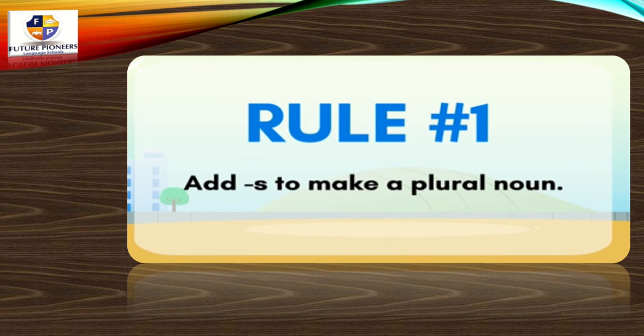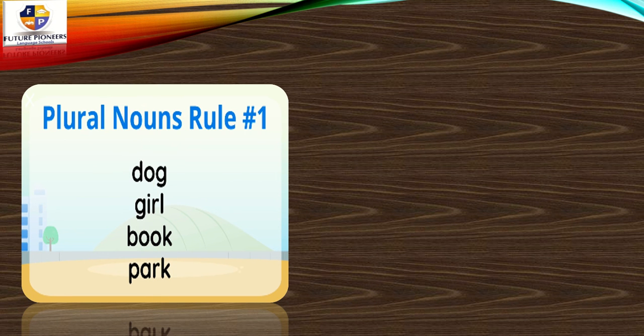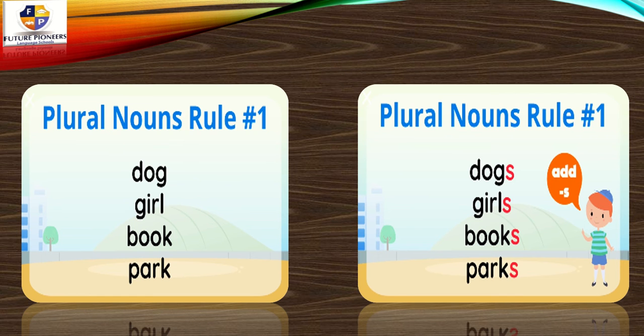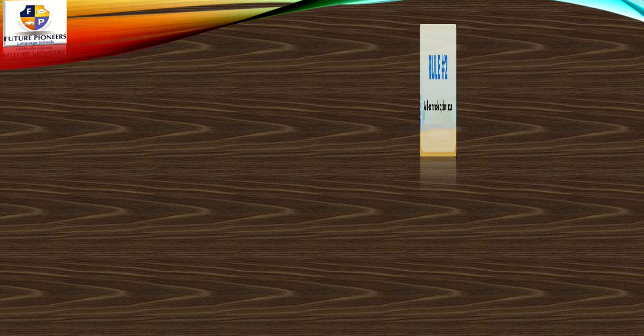Rule number 1. Add just s at the end of the noun to make it plural. Like dog. How can we convert dog from the singular to the plural? We just add s. So dog, dogs, girl, girls, book, books, park, parks. This is rule number 1. We are just adding the letter S at the end of the noun to make it more than one. Let's see the second one.